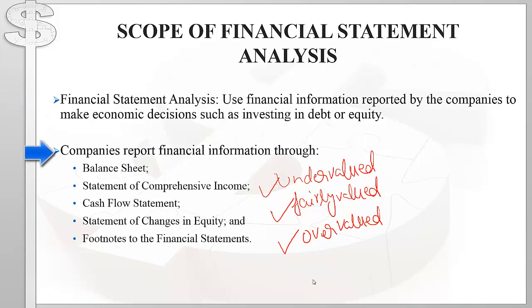Companies report financial information through their balance sheet, statement of comprehensive income, cash flow statement, statement of changes in equity, and footnotes to the financial statements. In this presentation, we will look briefly over all of these financial statements, and we will use the actual financial statements of Apple Corporation for illustrative purposes. However, as the title of this reading states, this is only an overview chapter. The details on these financial statements will be covered in subsequent readings.